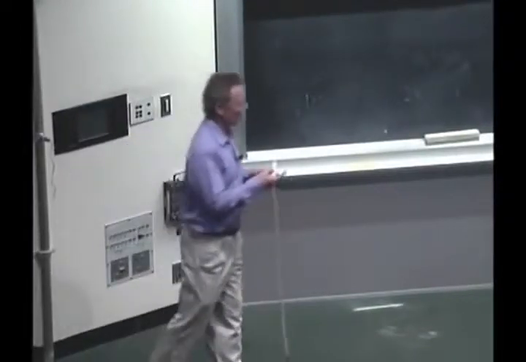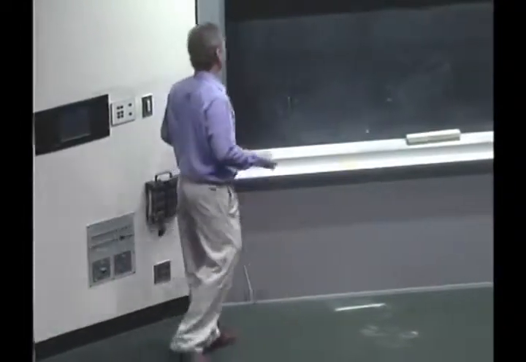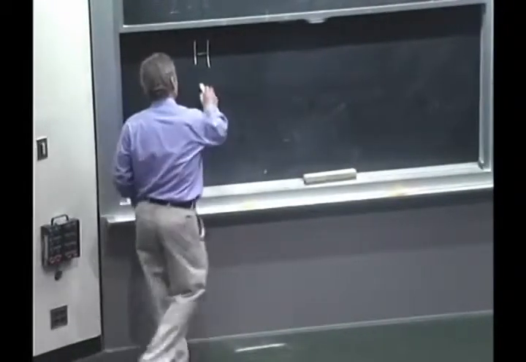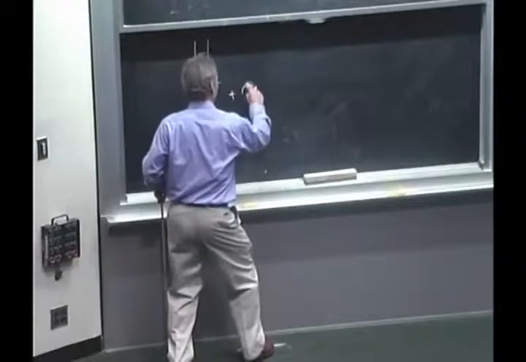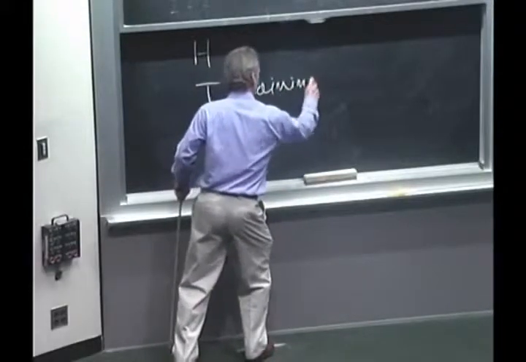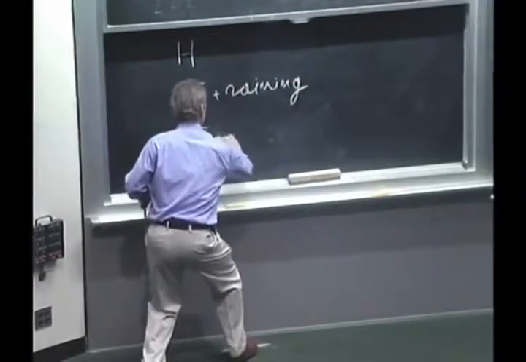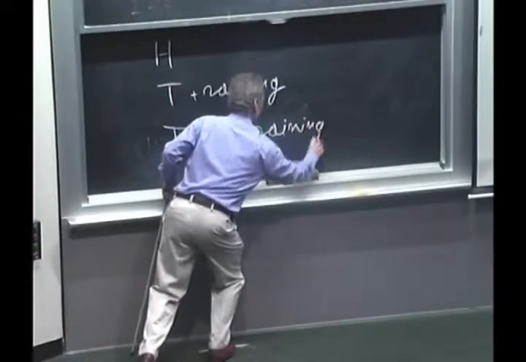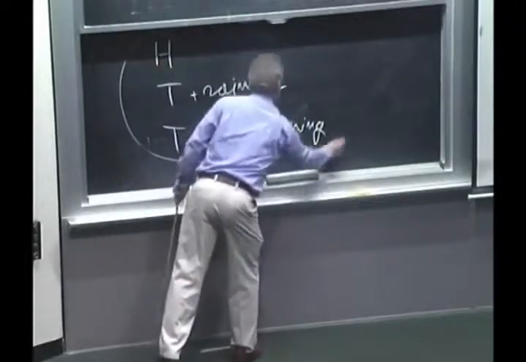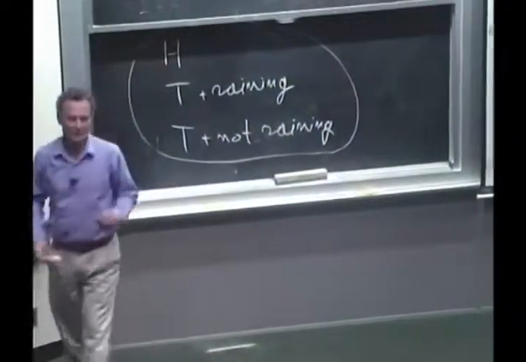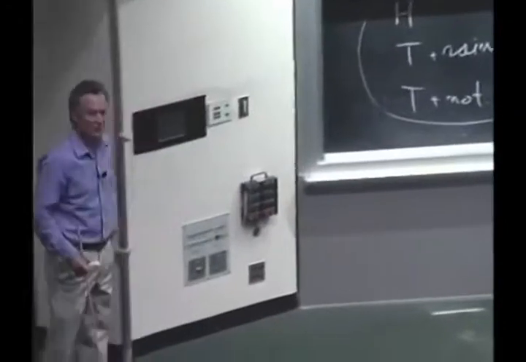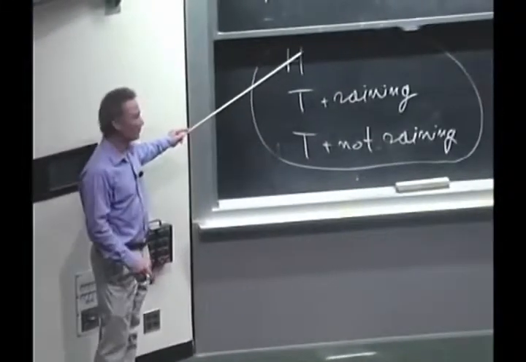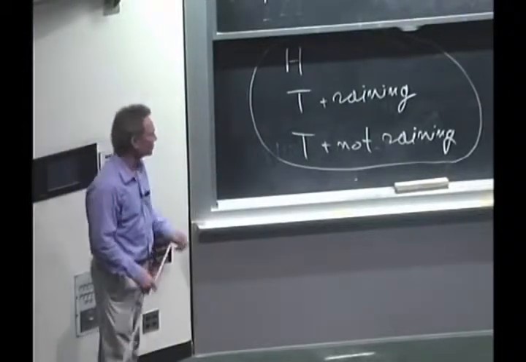So let's take this coin flipping experiment and think of the following sample space. One possible outcome is heads. A second possible outcome is tails, and it's raining. And the third possible outcome is tails, and it's not raining. So this is another possible sample space for the experiment where I flip a coin just once. It's a legitimate one. These three possibilities are mutually exclusive and collectively exhaustive.